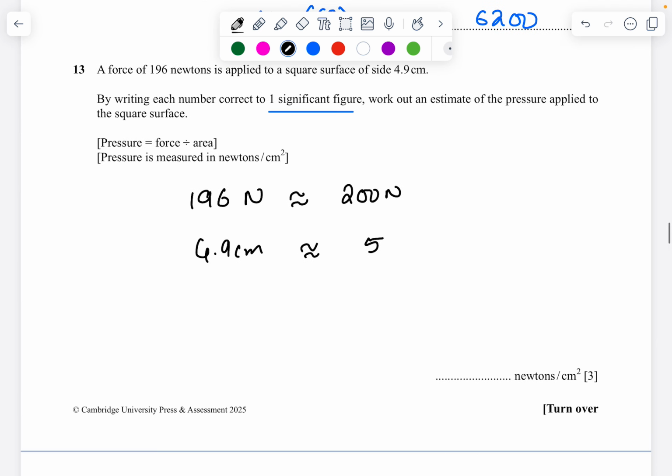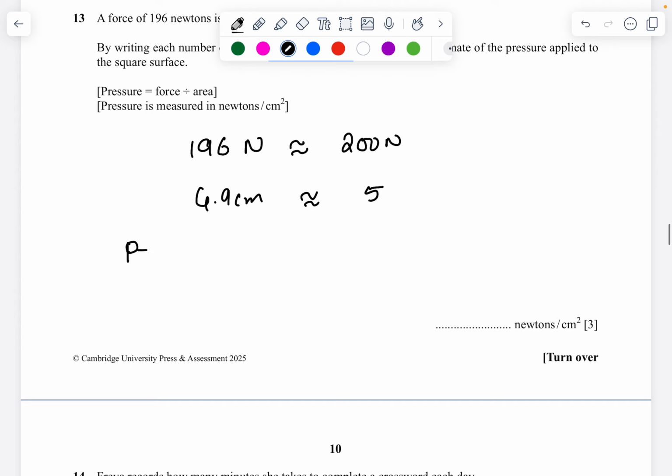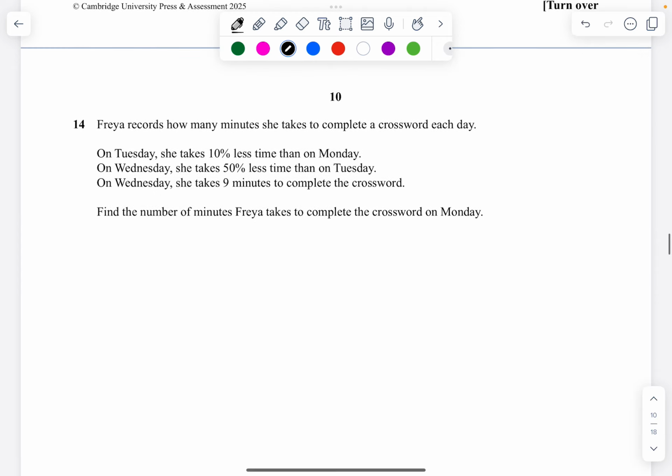Now, pressure. Pressure equals force divided by area. What was force? 200 divided by area. Area is going to be 5 square, 25. So the answer is going to be 8.